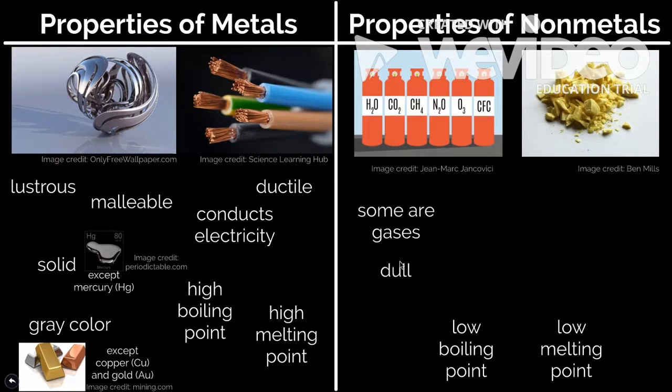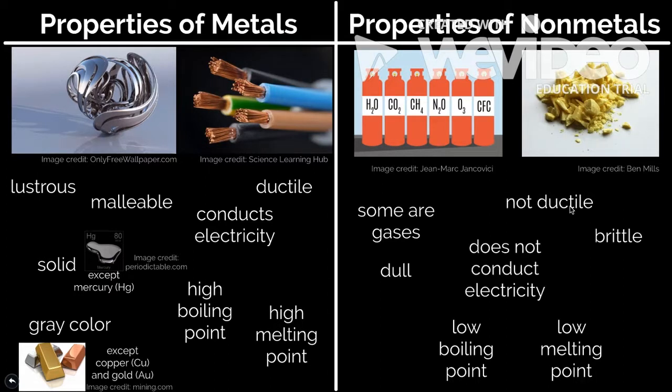Also, to go along with that opposite idea from the metals, if metals are shiny, then the non-metals are very dull. They don't reflect light very well. They're also brittle, and so if you try to bend a solid piece of a non-metal, it will break into pieces instead of being able to be shaped like a piece of metal. Also, they're not ductile. You can't make wires out of non-metals, and they don't conduct electricity, so we don't use it in electronics at all.